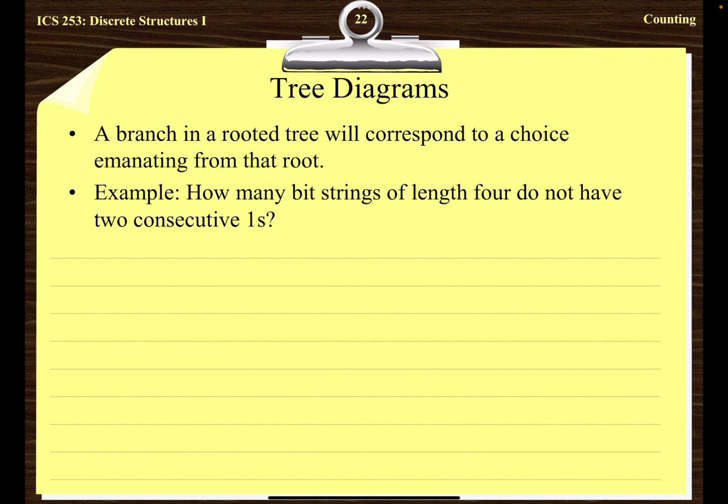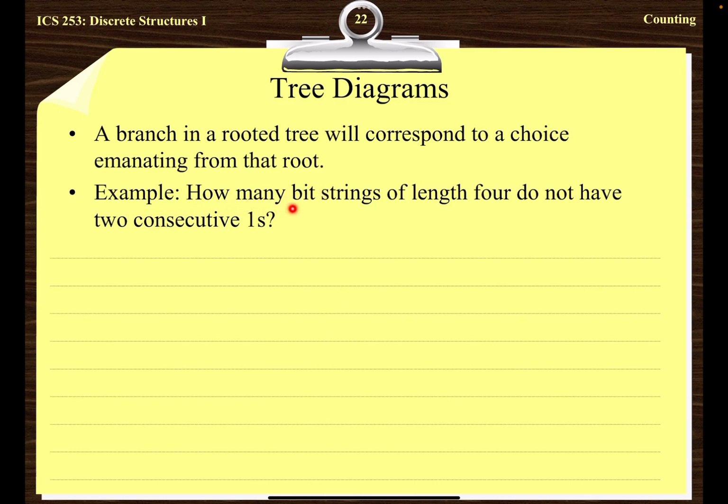Okay, so let's now do the last thing in this section, which is trees, before we take our activity. So a branch in a rooted tree will correspond to a choice emanating from that root. The way we are going to use the trees is as follows. We are going to build a tree such that whenever I go from one node, the children are nothing but all the possibilities of whatever. So what is that whatever? Well, let's look at the first example, and let's see how we can apply a tree to solve counting problems.